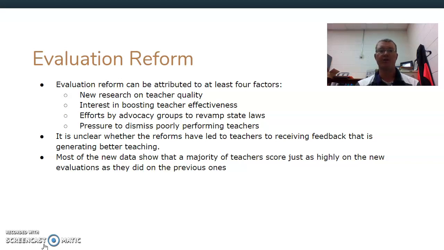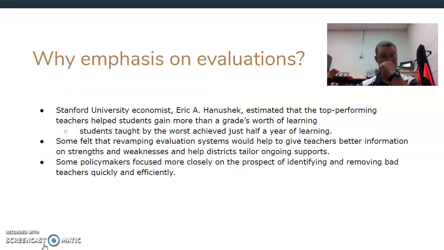About 10 or 12 years ago, we started evaluation reform, and this can be attributed to the following factors. The first one was new research on teacher quality, an interest in boosting teacher effectiveness, the efforts by advocacy groups to revamp state laws, and then therefore there was pressure from advocacy groups to dismiss poorly performing teachers. It's really kind of unclear whether or not these reforms have led to teachers receiving productive feedback, and most of the new data shows that a majority of teachers still score about the same on current test scores as they did on previous observation scores.